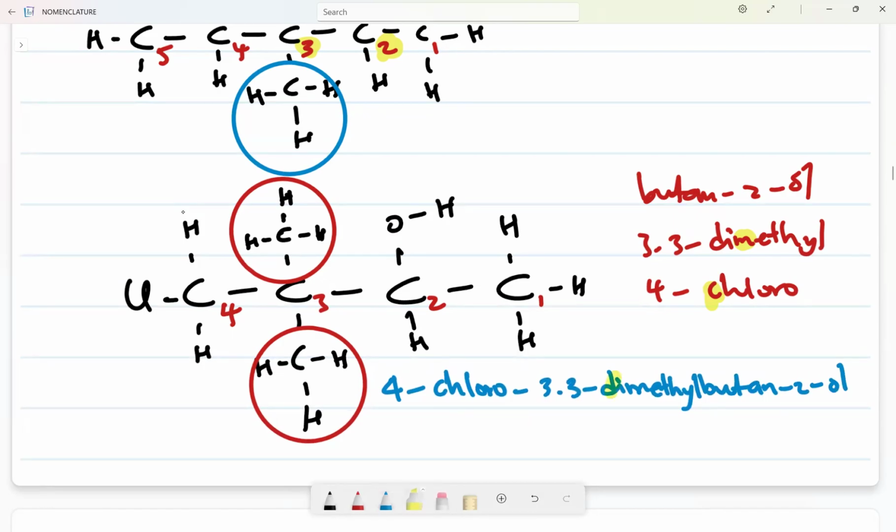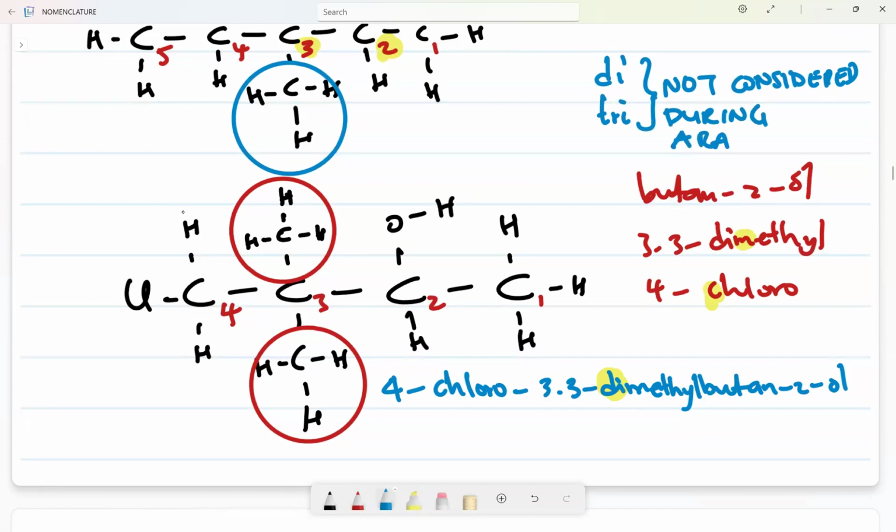Oh, but now can you see D comes before C? Yes, I understand that, but when we name, we do not consider di or tri during arrangement. I hope it's clear. The di and tri, you do not consider them. You just consider what comes after the di, which is methyl. So that is it for these two compounds.